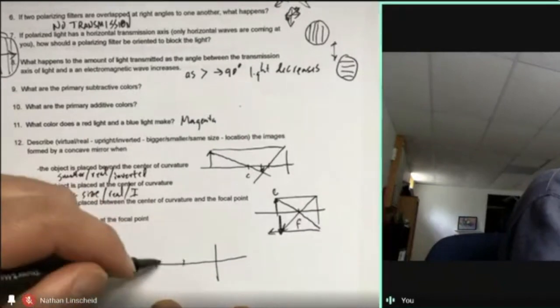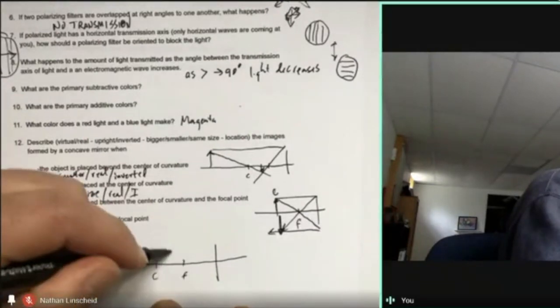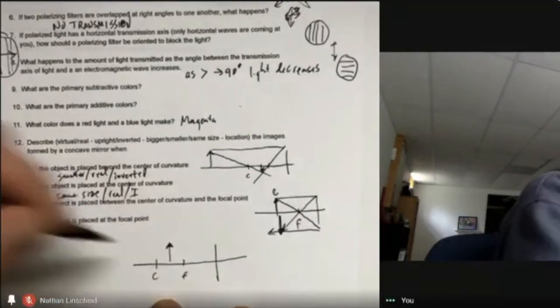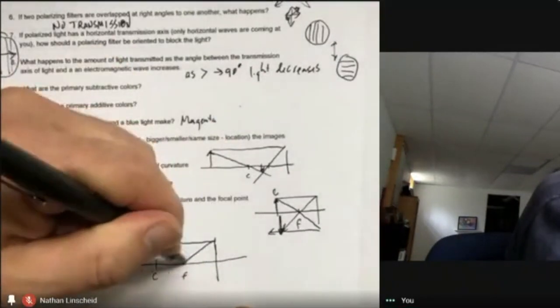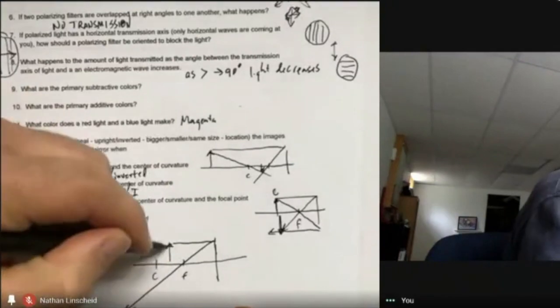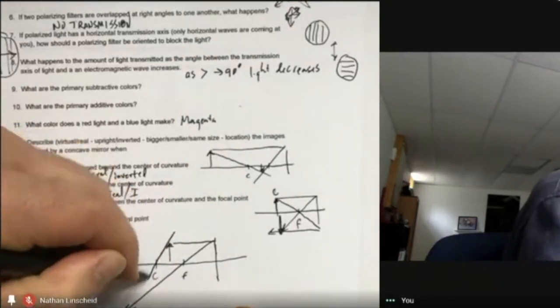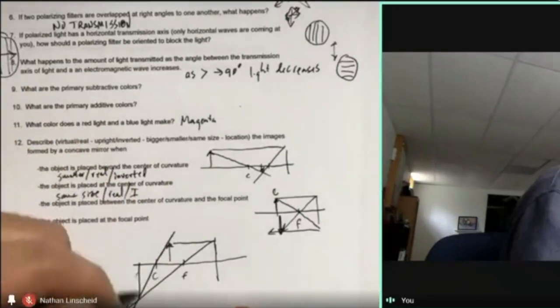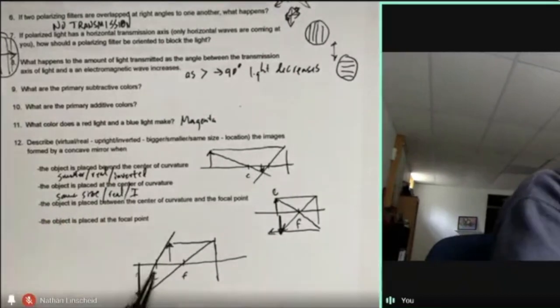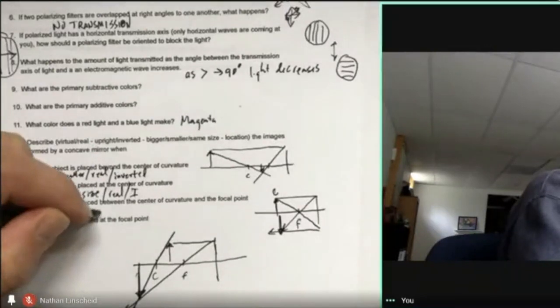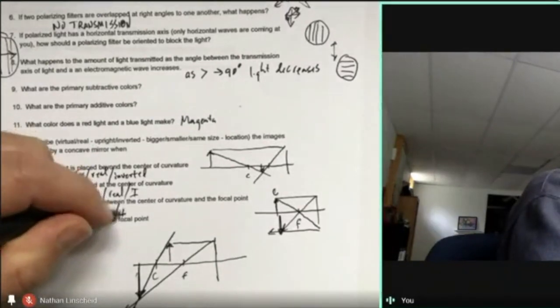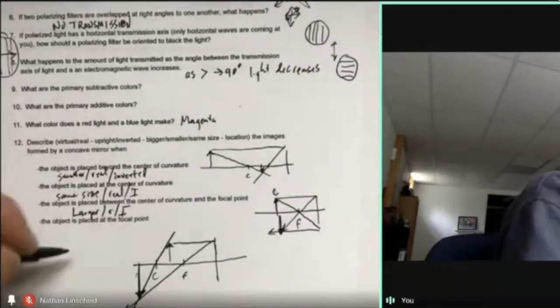All right, now if I bring it in between the center of curvature and the focal point, okay, now the image is going to form out beyond the center of curvature, and it's larger. So now it's going to be larger, real, and inverted again.